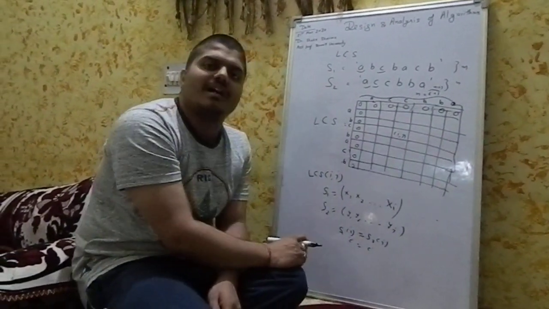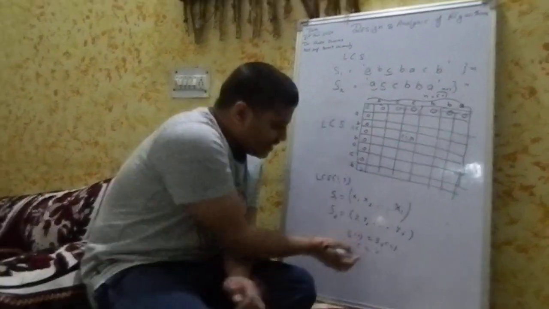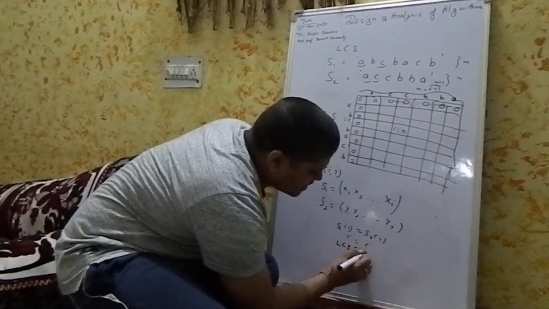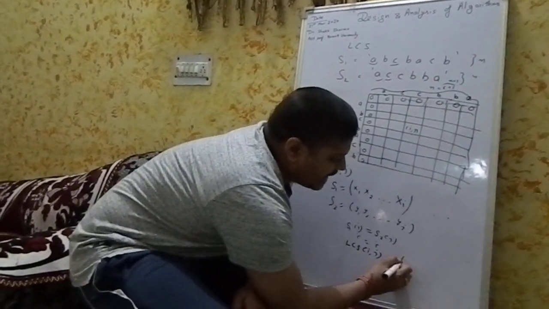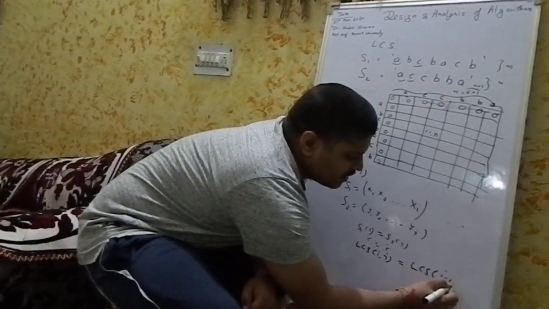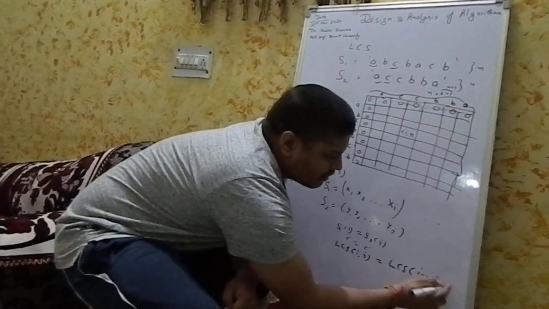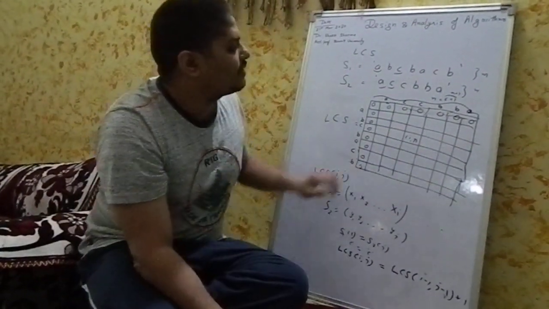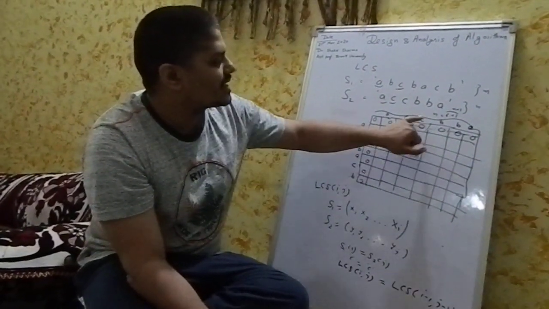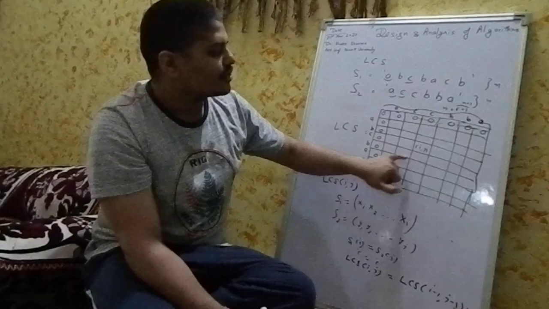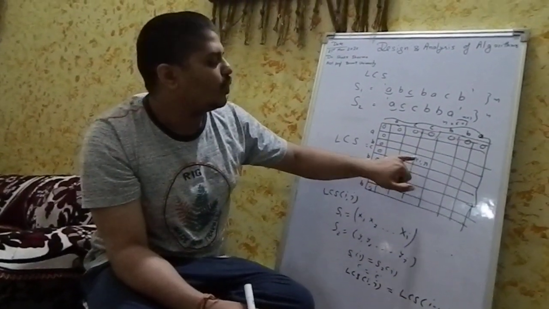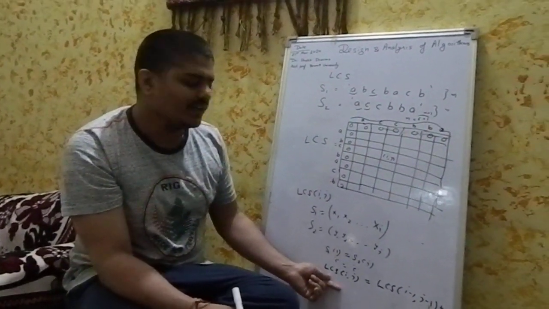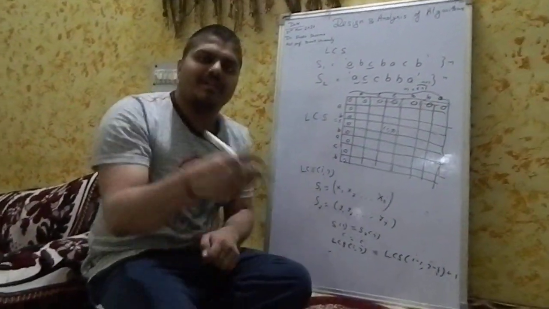If these two are equal, then my LCS i comma j will be equal to LCS of i minus 1 comma j minus 1, plus 1. Why this? Because we already have the solution without these two alphabets. Now we have one more match here, so the previous longest common subsequence plus 1, that is for this. So this will give me the length of the longest common subsequence.